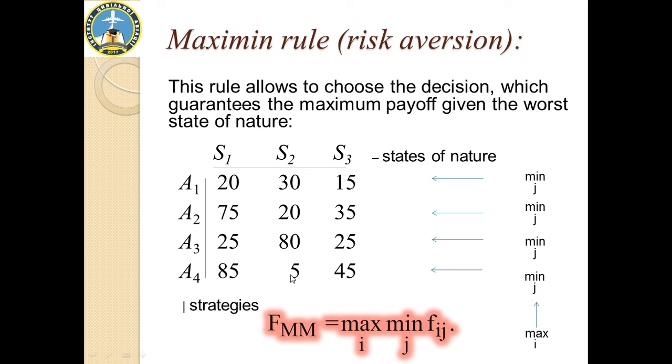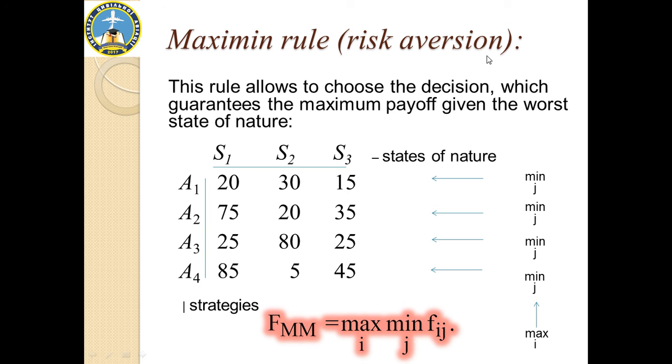Obviously it's 25, right? The minimum here is 15, but this minimum here is greater than this 15. This minimum here for this option is 25. It's greater than this, and it's obviously greater than this minimum. So according to this maximin rule, or risk aversion rule, the decision-making option A sub 3 should be adopted.